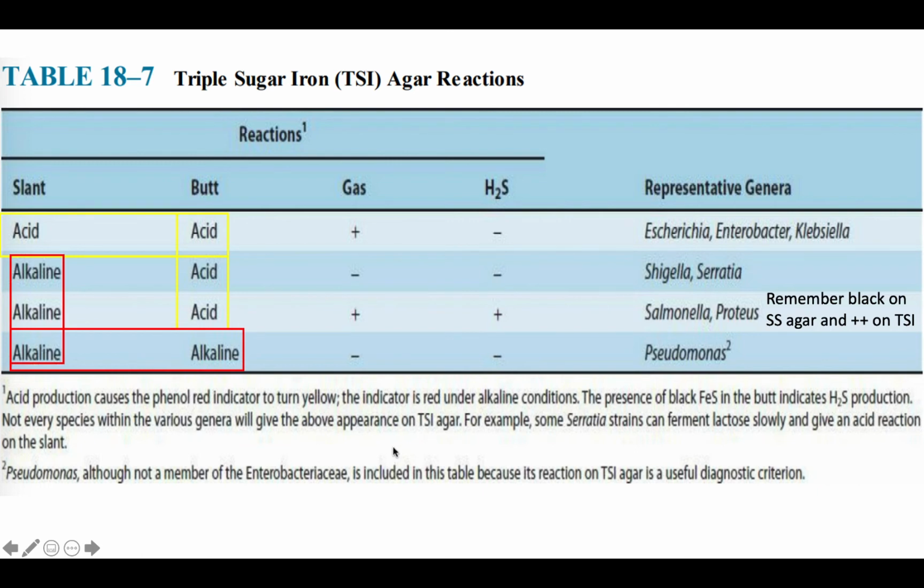All of them have glucose and lactose. So if they are lactose fermenters and glucose fermenters, they will cause the slant and the butt to be acidic. That is true for E. coli, Enterobacter, and Klebsiella. Those are our lactose fermenters. So in the oxygenated area we have acid, and in the non-oxygenated area we also have acid.